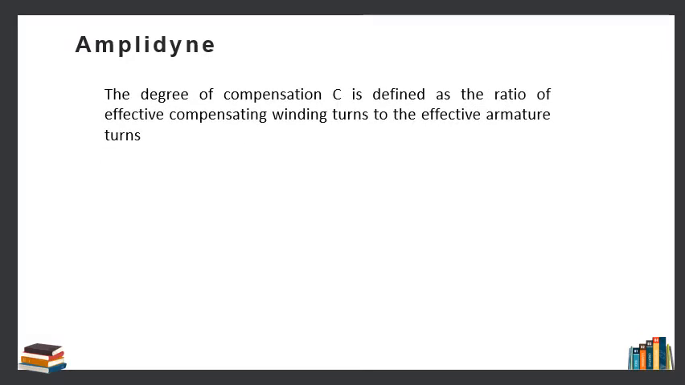The degree of compensation C is defined as the ratio of effective compensating winding turns to the effective armature turns.